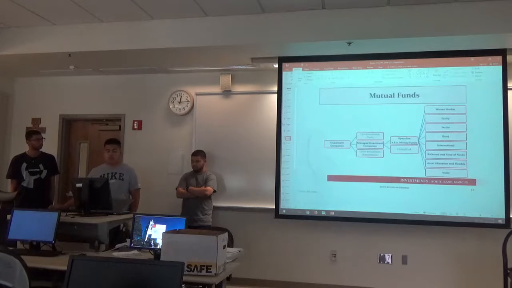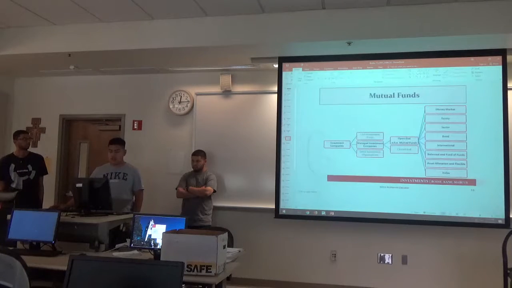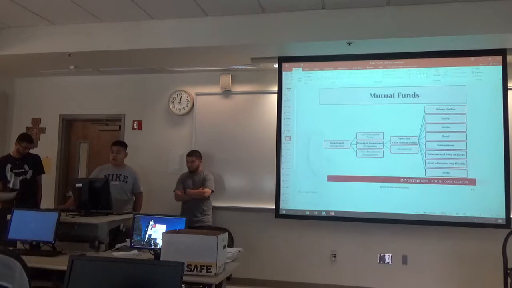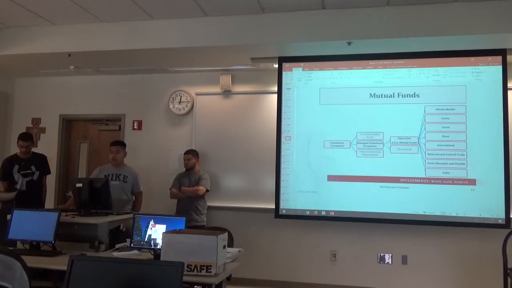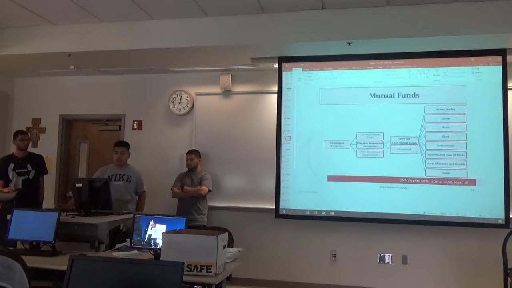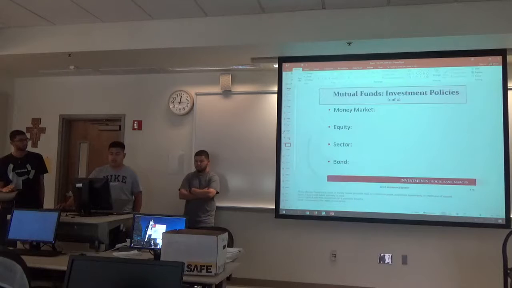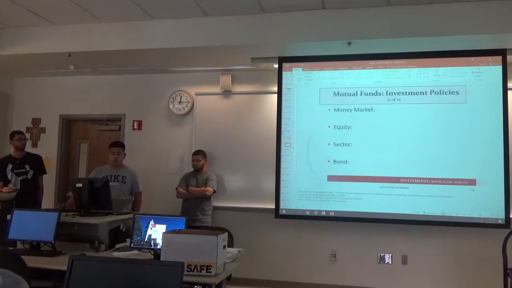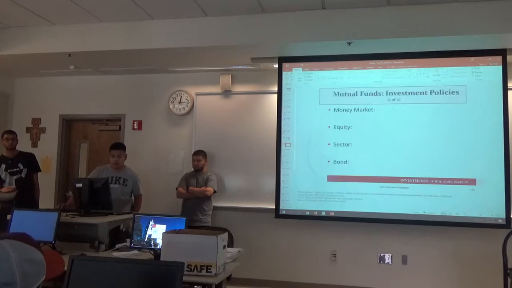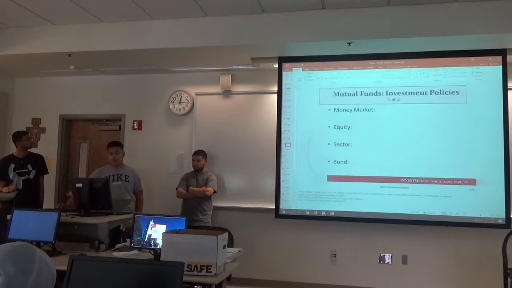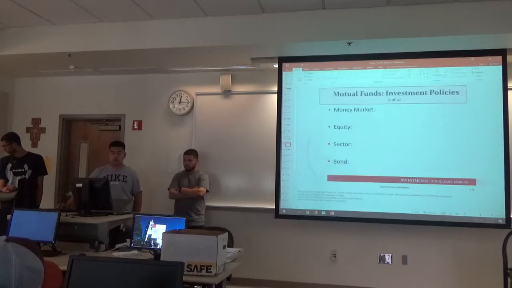So right here you can see what these other sectors there are in investment companies. As you can see, the open-ended mutual funds have the money market, the equity, the sector, the bond, international, balanced and fund of funds, asset allocation and flexible, and the index. So the money market funds invest in money market securities such as commercial paper, repurchase agreements, or certificates of deposit. Equity funds are invested primarily in stock. The sector is the equity funds that concentrate on a particular industry, and then the bonds concentrate in the fixed income sector.